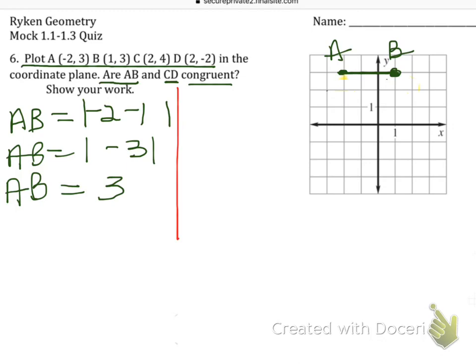So can we use a sentence in math using symbols to indicate that? Yes, we can. We can say, AB, here's your congruent symbol. If they were congruent, we would use that symbol, but they're not, so you're going to negate that symbol, and then put CD. And that fully answers that question.